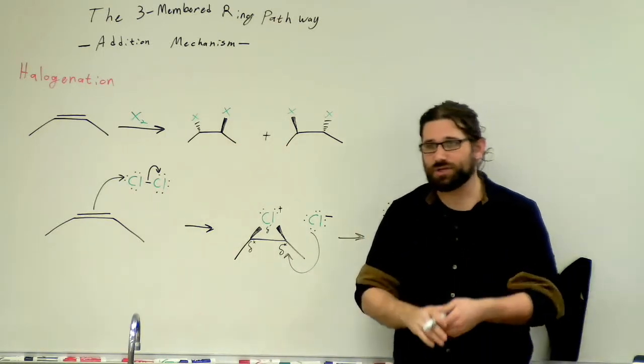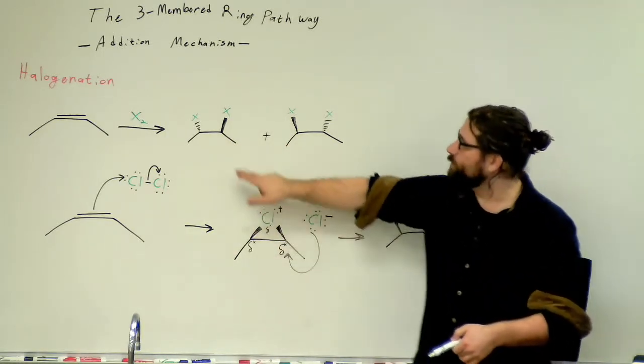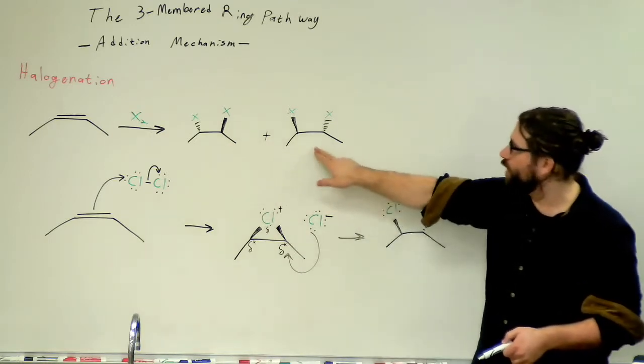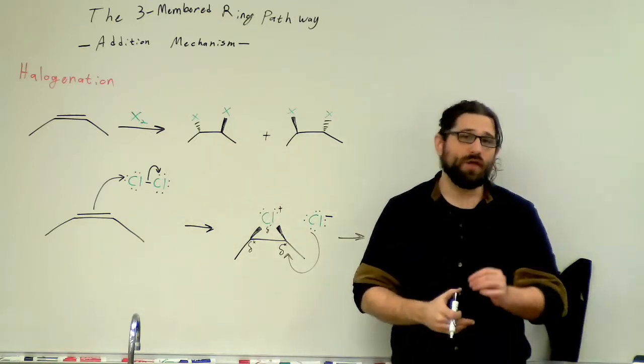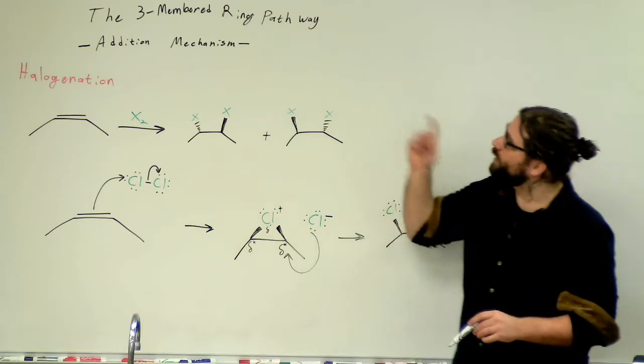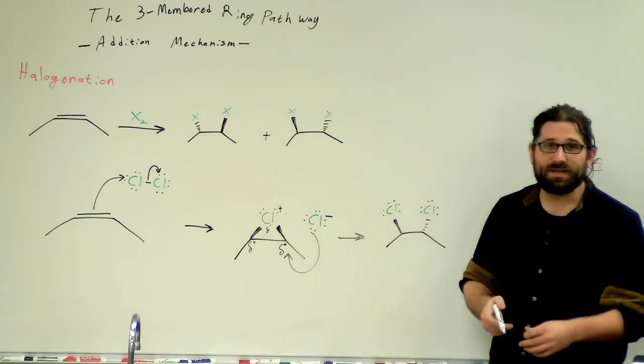So in halogenation, we go through a three-membered ring and result in anti-products. Let's look at our other reaction running along the three-membered ring mechanism.